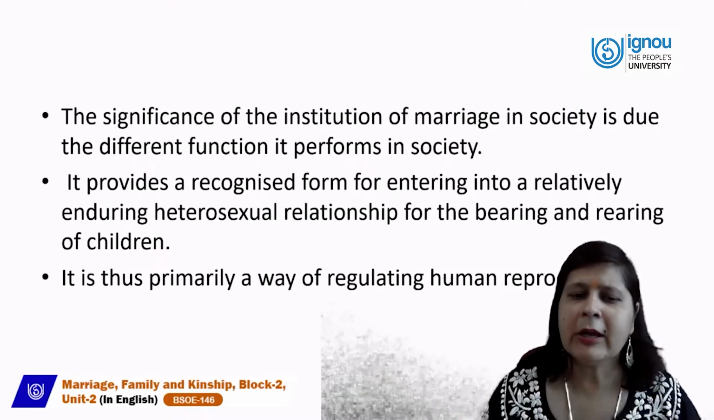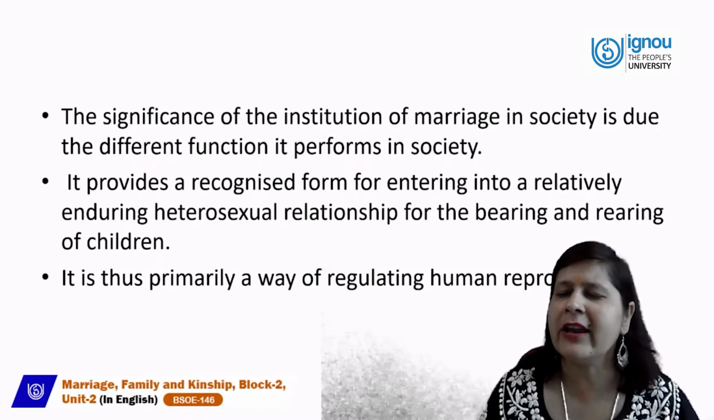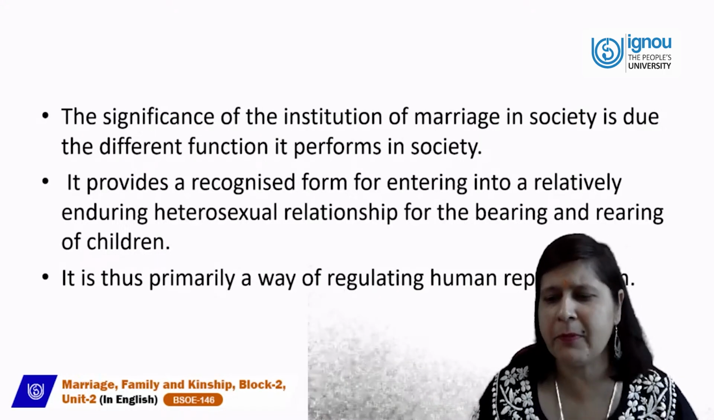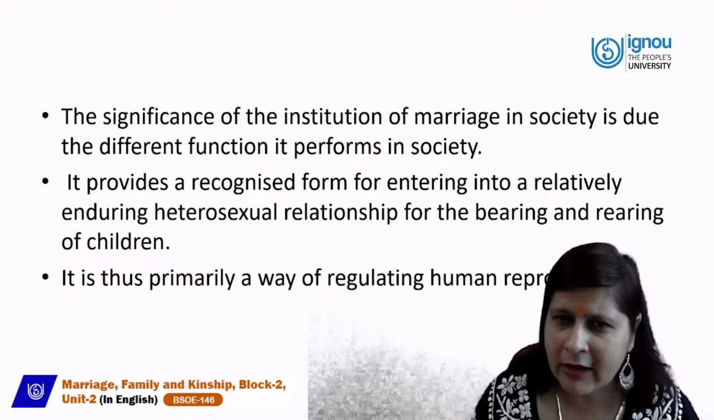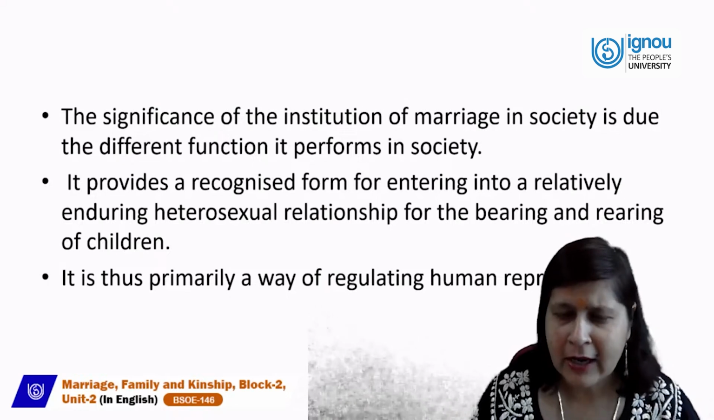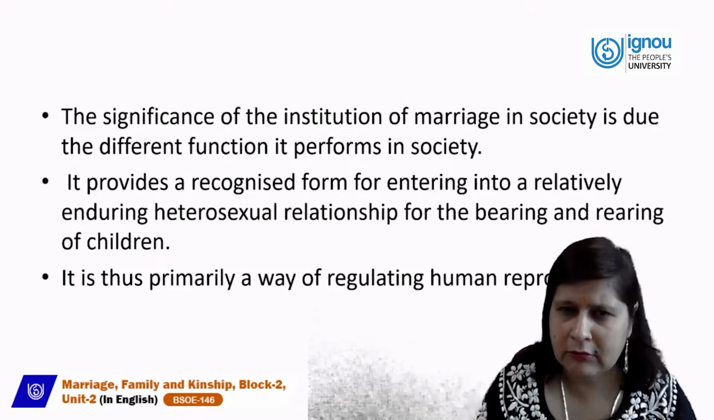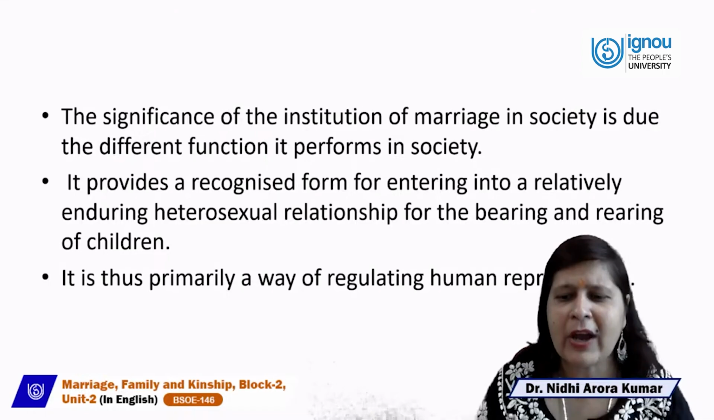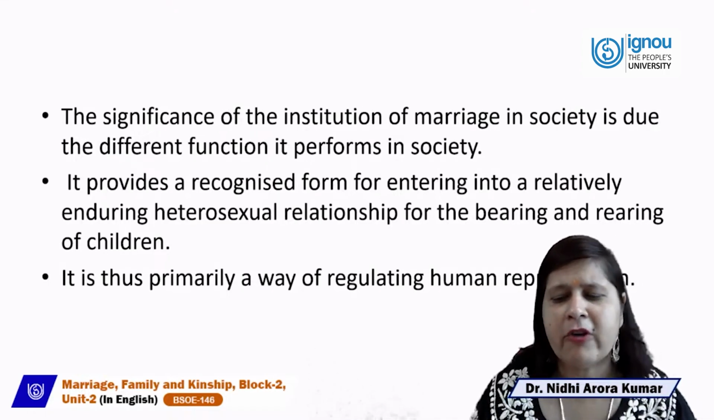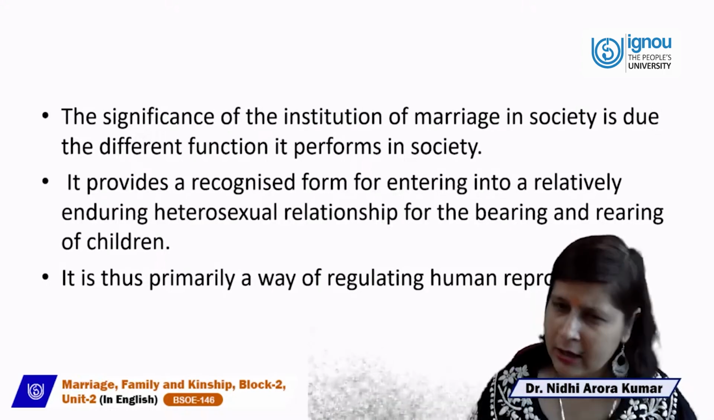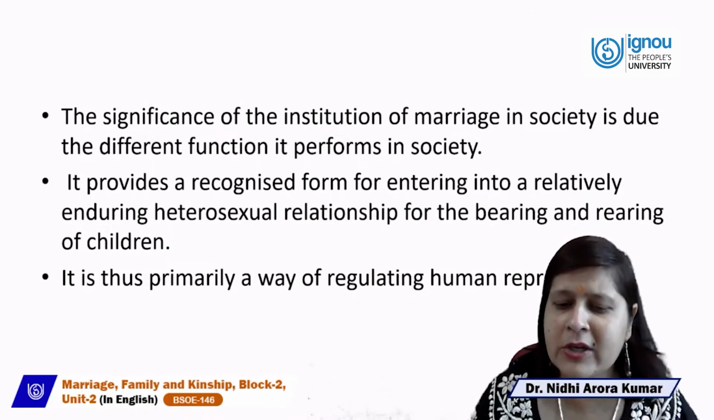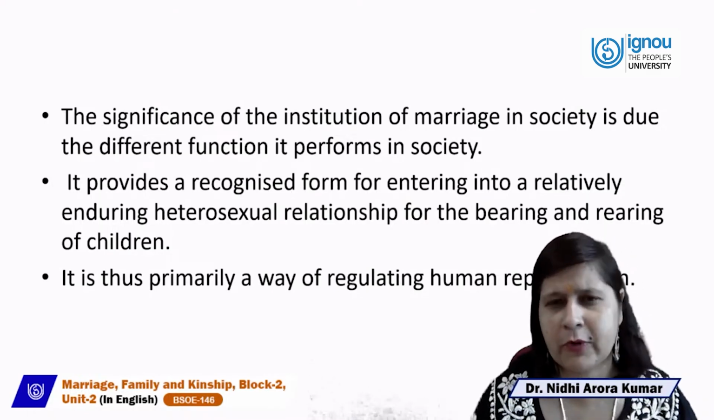this society. It provides a recognized form for entering into a relatively enduring heterosexual relationship for bearing and rearing of the children, right? So the first important role which marriage plays is procreation, right? It is required for bearing and rearing of the children. It is thus the primary way of regulating the human reproduction. It is required for the procreation, but it is the way to regulate the human reproduction.